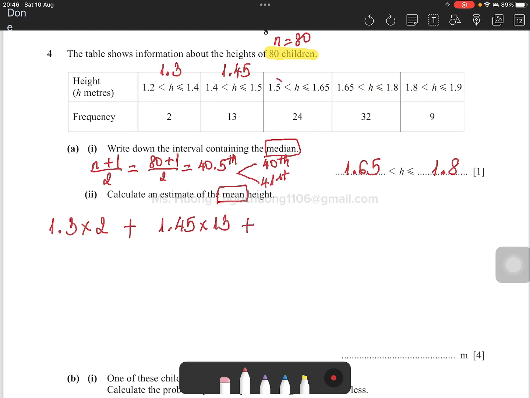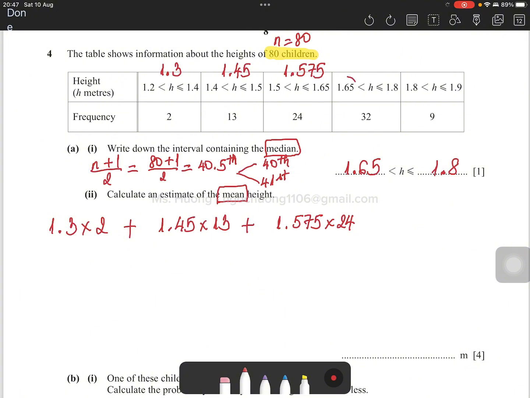Next, to find the middle value of 1.5 and 1.65, you can add them up. 1.5 plus 1.65 is 3.15. And then we divide 3.15 by 2. Then the answer is 1.575. So we multiply 1.575 by the frequency 24.